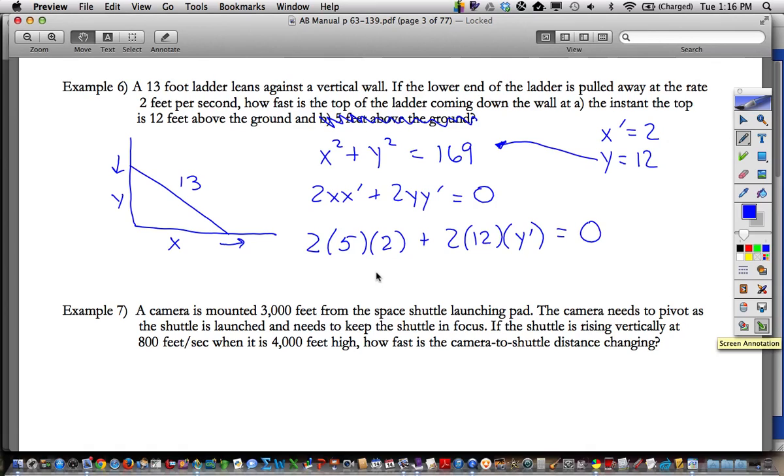And then y prime is what I'm looking for, right? So I have nothing to plug in for y prime because that's what I'm trying to find. So at this point now it's just some algebra. So I've got 20, I subtract that over to the other side. This would be 24 y prime equals negative 20. So y prime would equal negative 5/6, or whatever that would be as a decimal. And that would be feet per second. Did you do that right? 5/6? Okay. And we could give it 3 decimal places if we wanted.